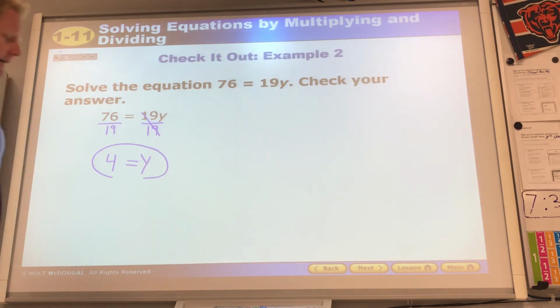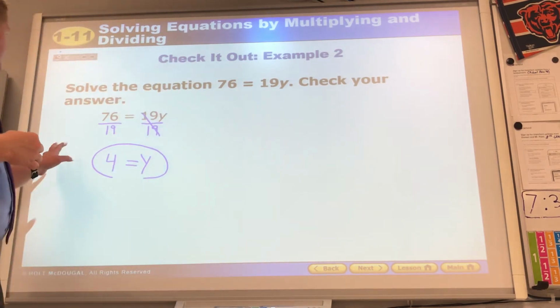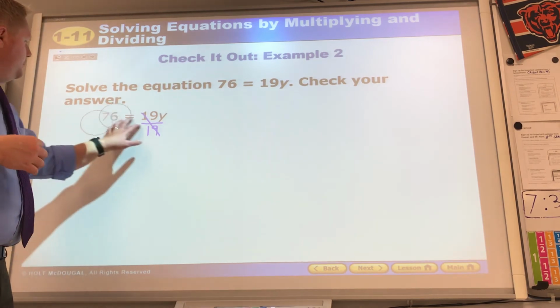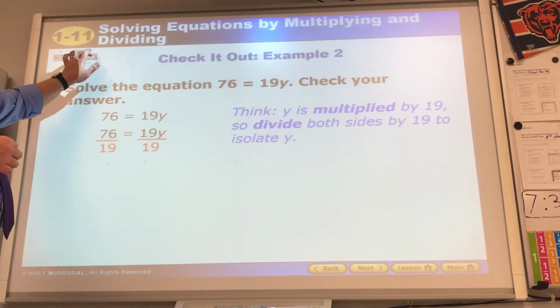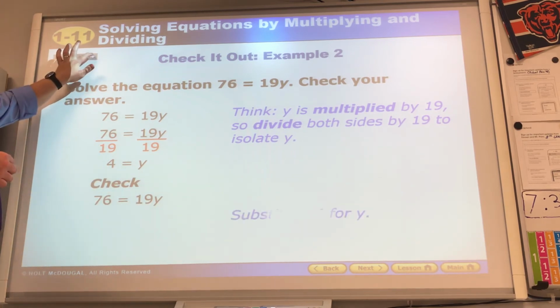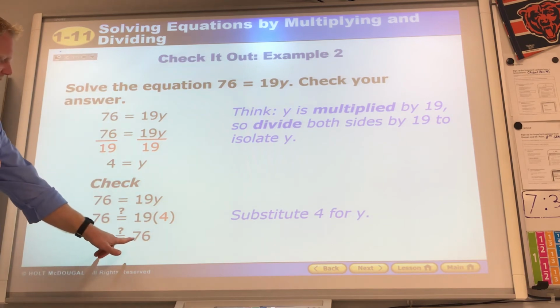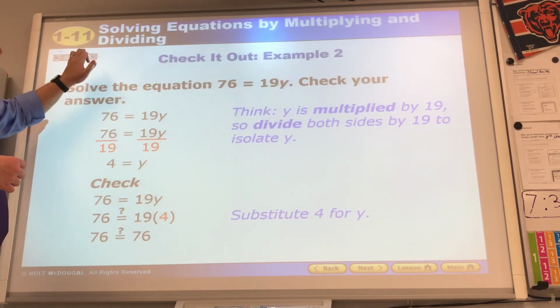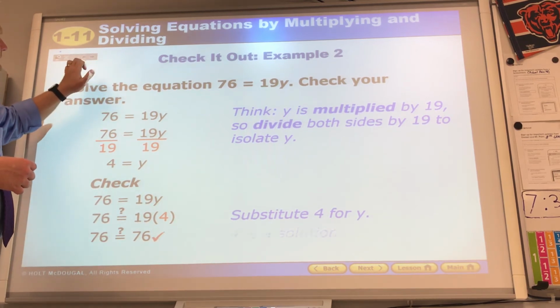We'll plug it back in and we'll check. Let's make sure we did our math right before we move on. They divided by 19. They got 4 as well. We put the 4 back in. 4 times 19 does equal 76. There you go. It checks out.